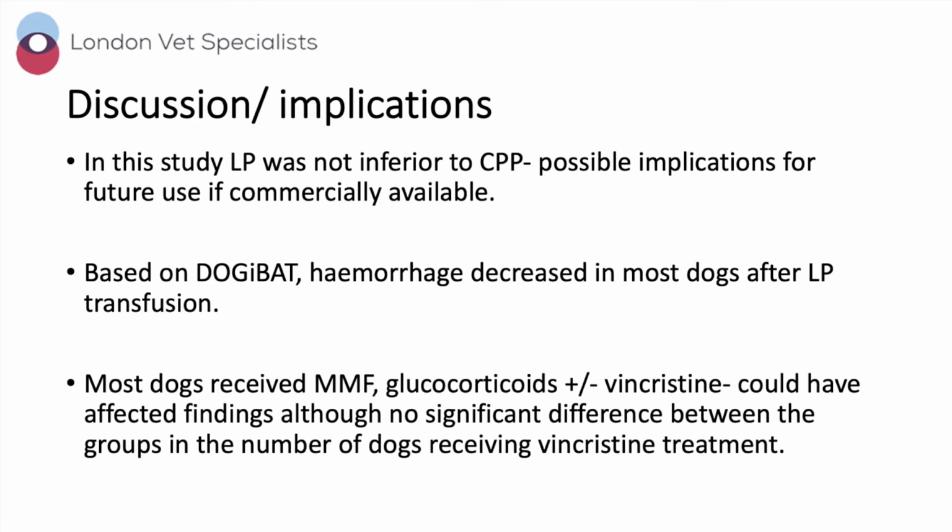And then the study also talks about the fact that most dogs also received concurrent other immunosuppressants, including miltefosine and glucocorticoids, and some with or without vincristine, which they suggested could have affected the findings, although there was no significant difference between the groups in the number of dogs receiving vincristine treatment. So they compared the number of dogs receiving vincristine in both groups, and there was no significant difference there.